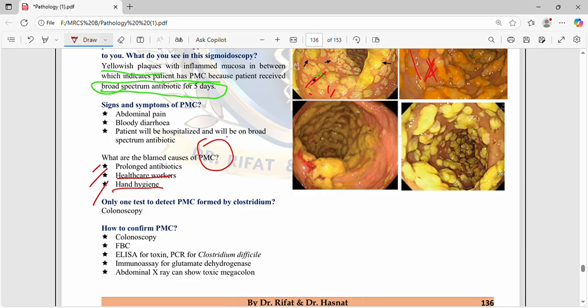Only one test to detect pseudomembranous colitis formed by Clostridium: colonoscopy. How to confirm pseudomembranous colitis? Colonoscopy, full blood count, ELISA for toxin, PCR for Clostridium difficile, immunoassay for glutamate dehydrogenase. Abdominal X-ray can show toxic megacolon.